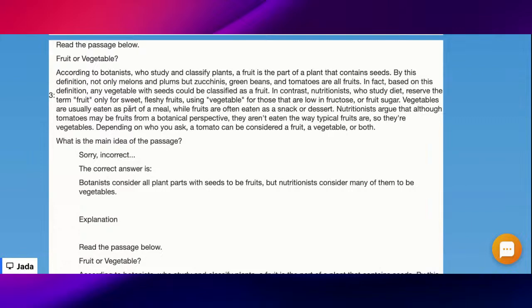Vegetables are usually eaten as part of a meal, while fruits are often eaten as a snack or dessert. Now, nutritionists argue that although tomatoes may be fruits from a botanical perspective, they aren't eaten the way typical fruits are. So they are vegetables. Depending on who you ask, a tomato can be considered a fruit, a vegetable, or both.